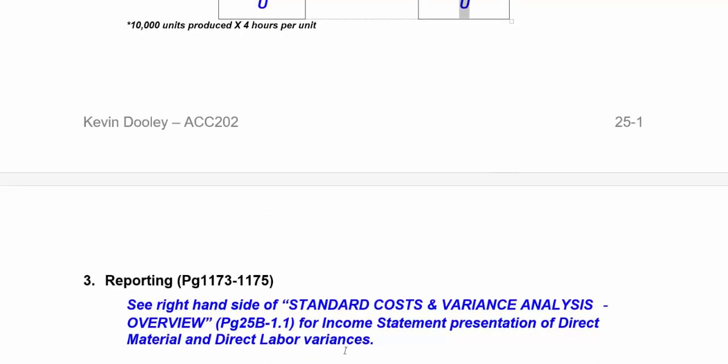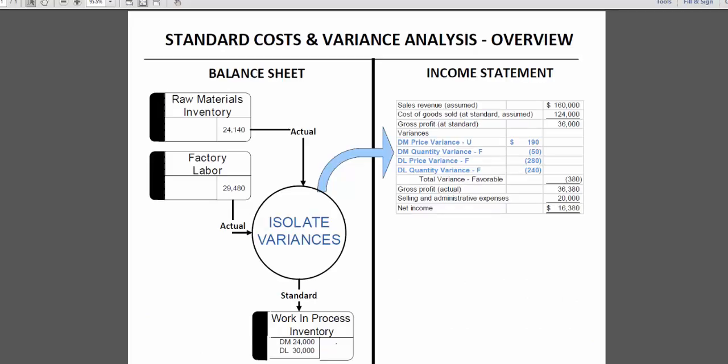So, putting this all together into a form that shows you how these things fit. Let's take a look at this one right here. This is a schematic diagram, I guess you'd say, showing the relationship between actual and standard and how these things get reported on the company's financial statements. Standard costs and variance analysis are a motivational tool.